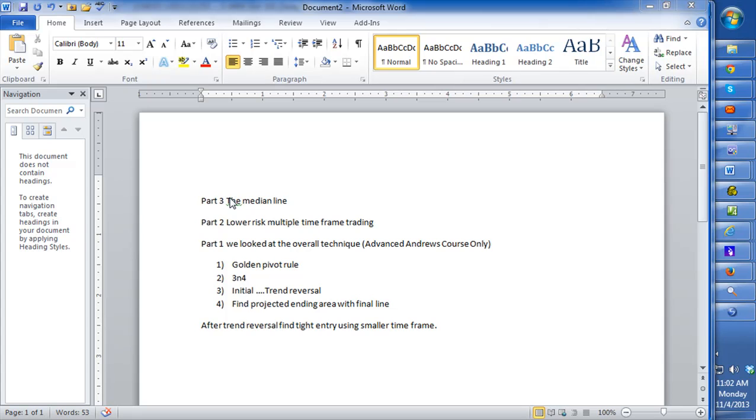Right? And now we're going to look at part 3, and part 3 is the median line, the pitchfork, and this is going to show you some really interesting things, and it's also going to show you when not to use the pitchfork. That's also very important. So without any further ado, let's go take a look.